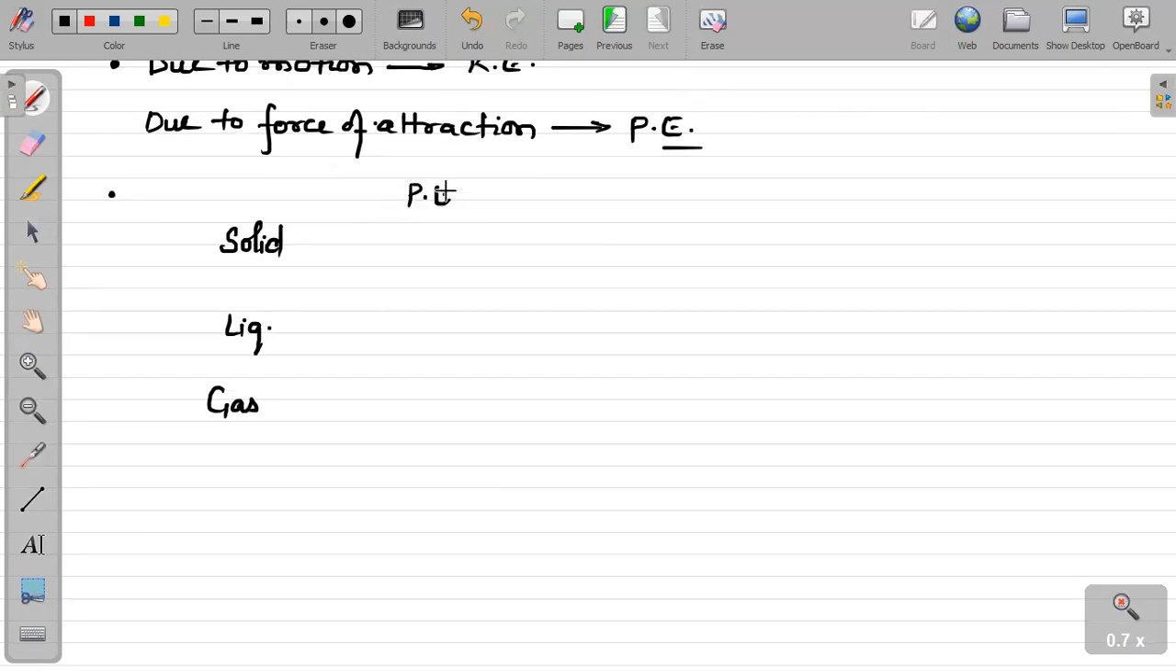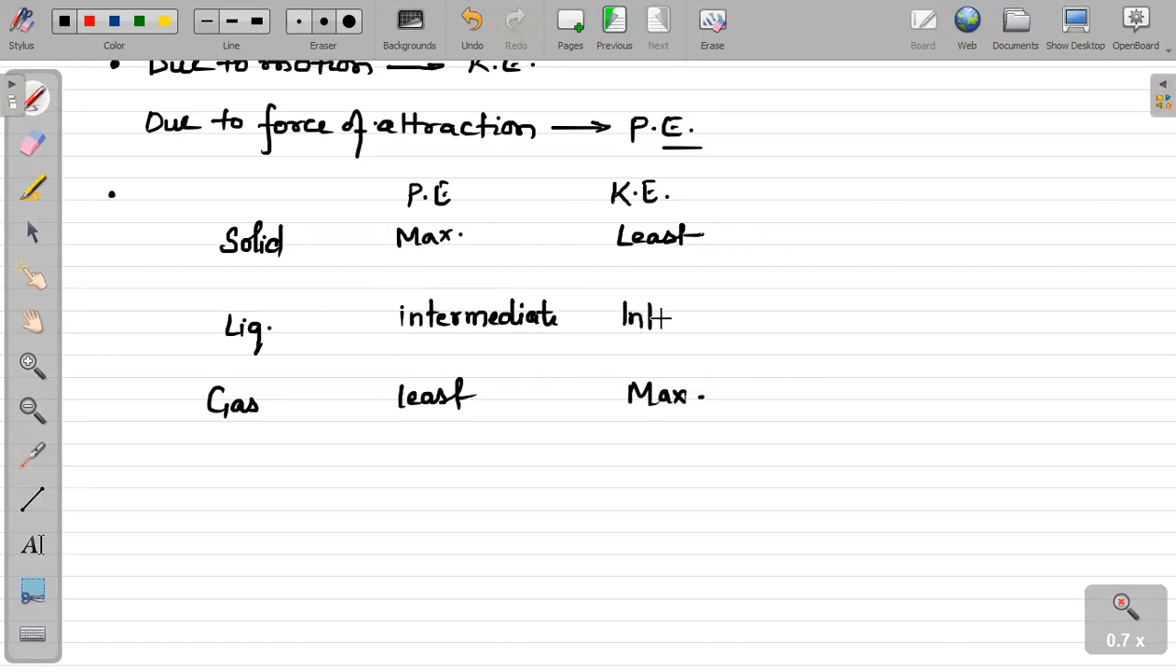Potential energy, kinetic energy, why? In solid, potential energy maximum, kinetic energy least. Okay? In gas, potential energy least and kinetic energy maximum. And in liquid, what are both? Intermediate. Is that okay? Yes.